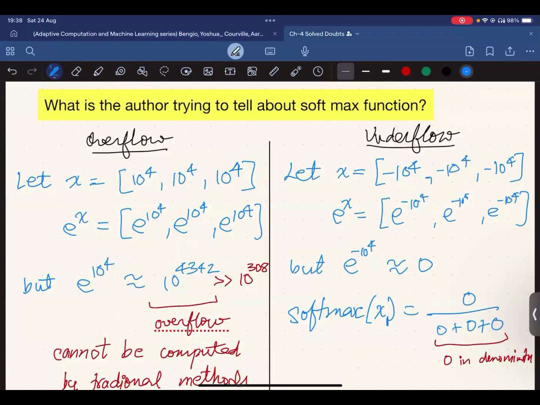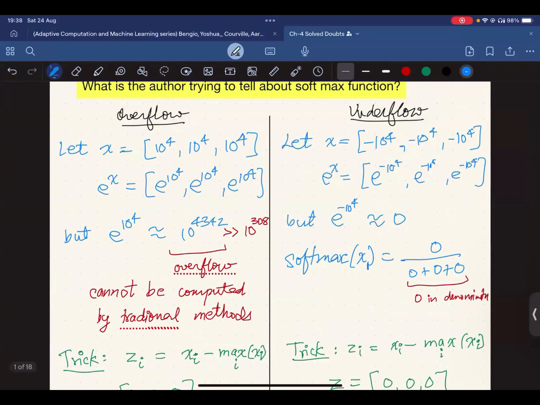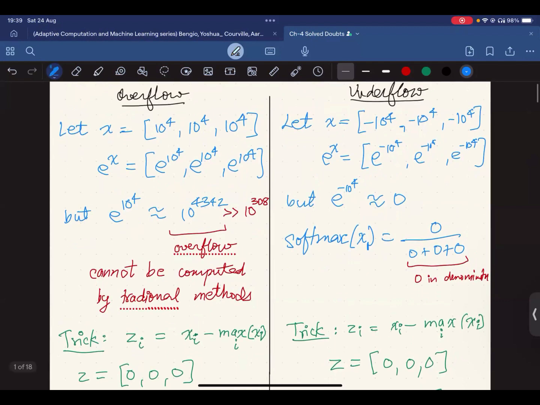So what the author is trying to tell here is that if we have vectors with equal entries, as you can see on the left and right, then on the left the values are so big that the value of e to the power x will overflow. It's roughly 10 to the power 4342, and the limit of numpy is around 10 to the power 308. So this value cannot be computed, so it will overflow.